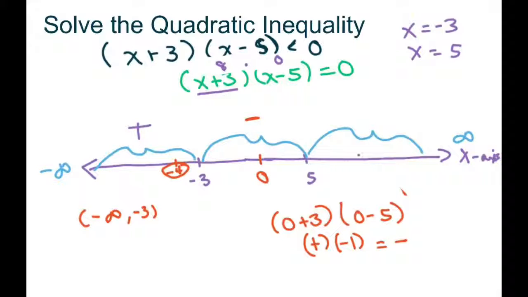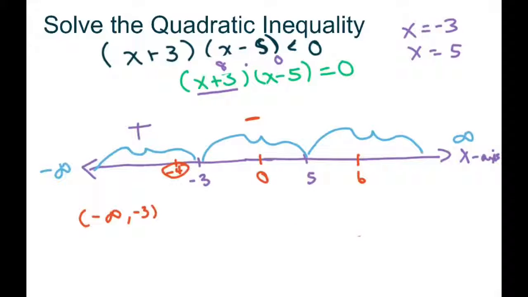Now I pick a number here. I'll just choose 6 because it's close to 5. You can choose any number you want. All we're really looking for is, is it positive or negative? So we'll just look at that. This is going to be positive, and this is going to be positive. So this is going to be positive here.